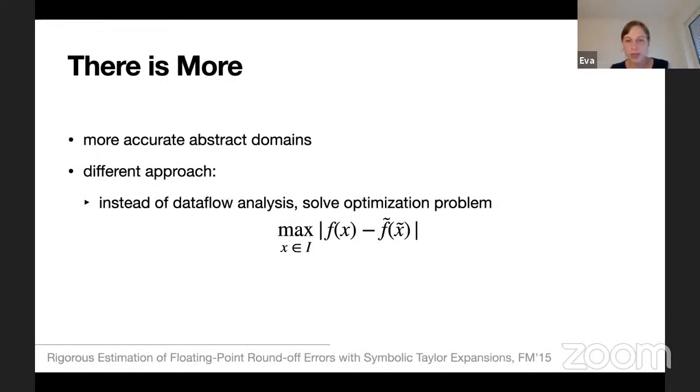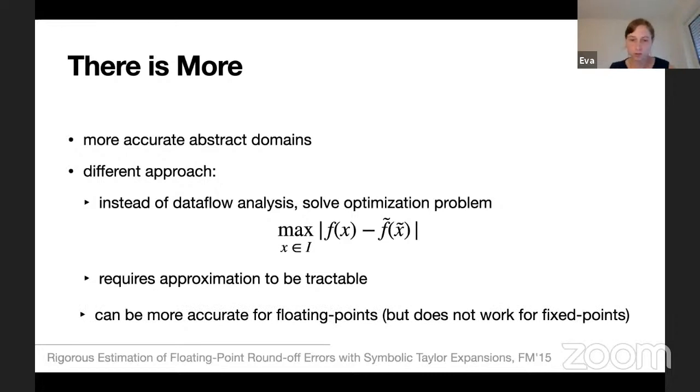So instead of doing a data flow analysis, as what I have just presented, you can actually try to solve the absolute error as an optimization problem. So it's even formulated as such. You're maximizing the error over an input domain, and you can literally just write that as an optimization problem. To make it tractable, you will have to do some approximations. So we'll again introduce some abstractions and some over approximations.